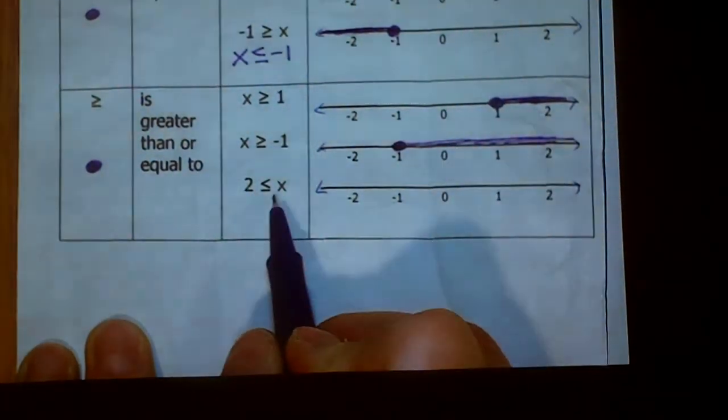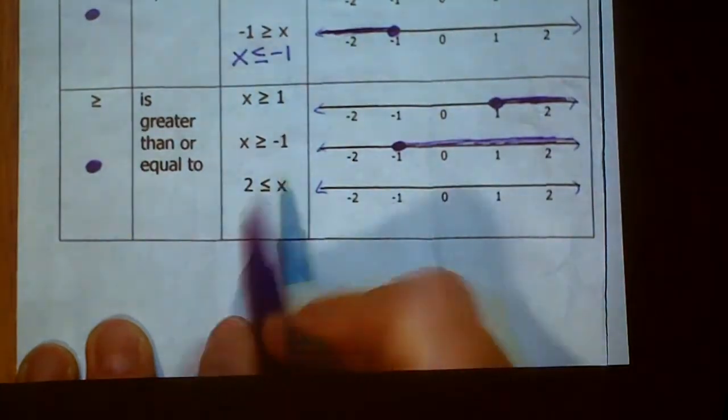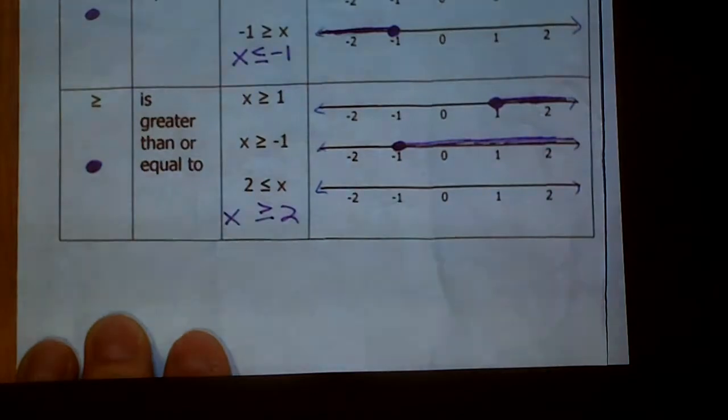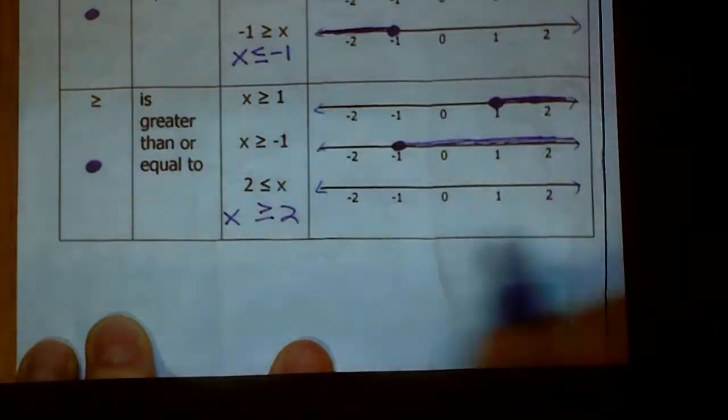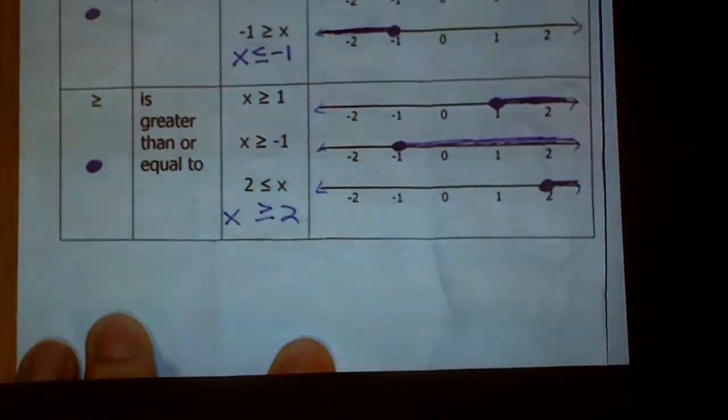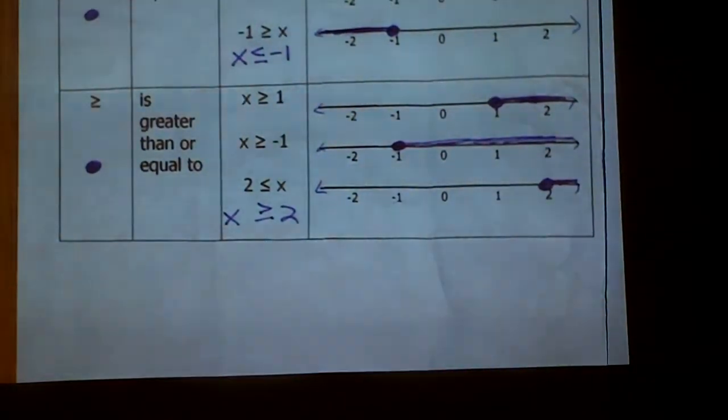And finally, if 2 is less than or equal to x, that means that x is greater than or equal to 2. So we're going to flip that around to make it easier to process. And that means it can be 2. It can also be the values greater. Awesome.